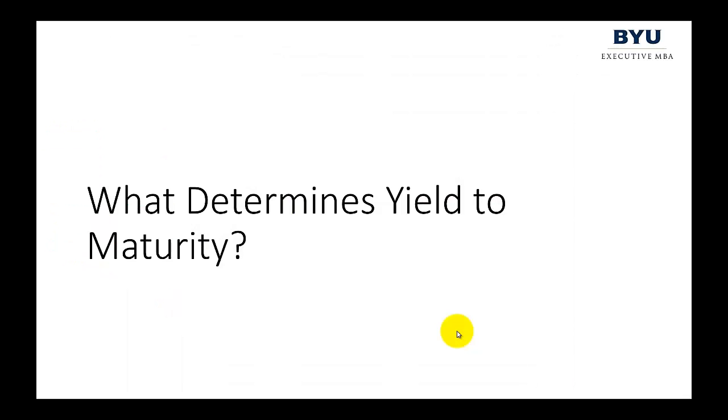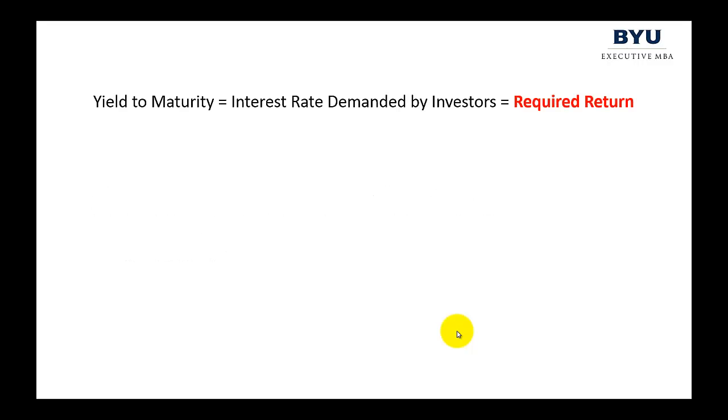So we need to have a conversation answering the question, what determines yield to maturity? The yield to maturity is, by definition, the interest rate that is being demanded by investors in exchange for buying this bond. Another definition of the yield to maturity is the average annual return that an investor will earn if they buy the bond at whatever the price is out in the market and hold it to maturity. Let me say that again. Yield to maturity is the average annual return that an investor would earn if she or he bought that bond at the market price and held it to maturity.